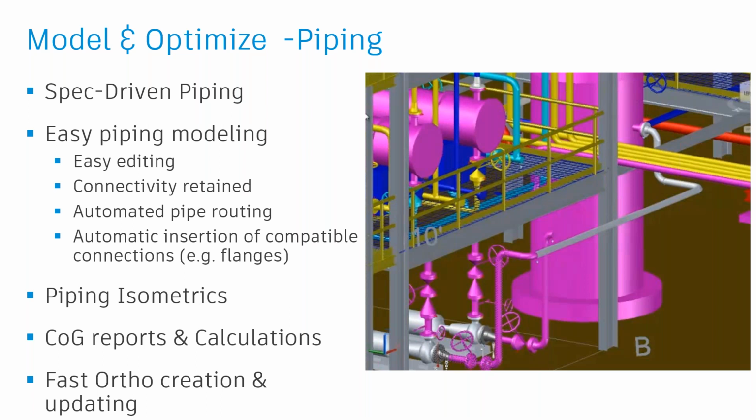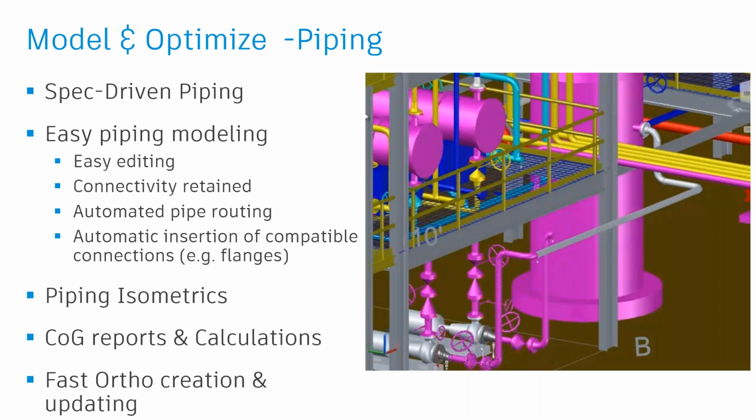And the beauty is, when you're editing these piping elements, the connectivity between the connected elements is retained. It also gives you the facility to do automated as well as manual pipe routing. While you're doing this manual and automated pipe routing, it also takes care of intelligent connection elements or compatible connections like flanges, which form an important part of your piping.